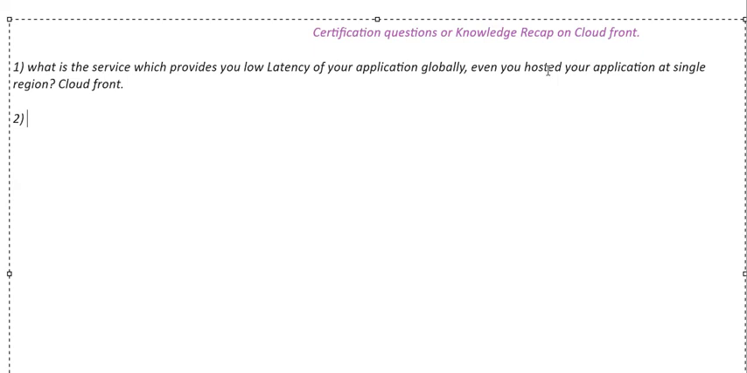In certifications, they may give a person's name, let's say Sai. Sai hosted his application, but only at a single region. Now he's expecting low latency globally. Is it possible for AWS to provide this for him using any service? They provide options like CloudFront, EC2, Elastic Load Balancer, Route 53. Then what do you choose? CloudFront.